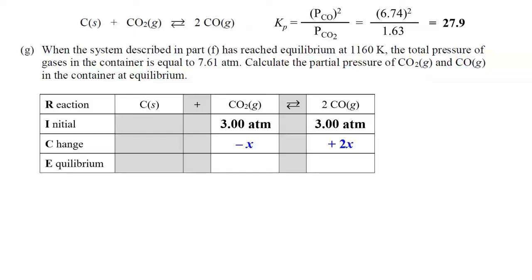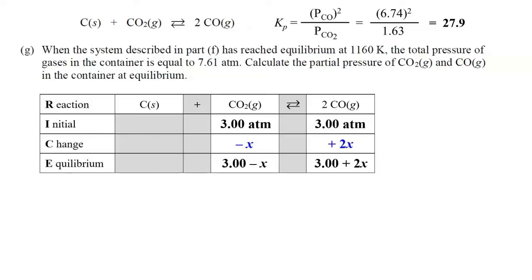Remember that in the change row of your RICE table, the magnitude of those changes will always be in proportion to the coefficients from the balanced equation. So now at equilibrium, the pressure of carbon dioxide is 3 minus x, and the pressure of the carbon monoxide will be 3 plus 2x.